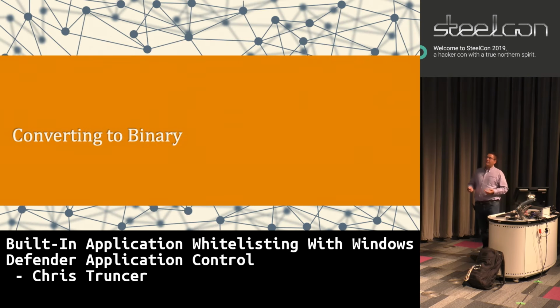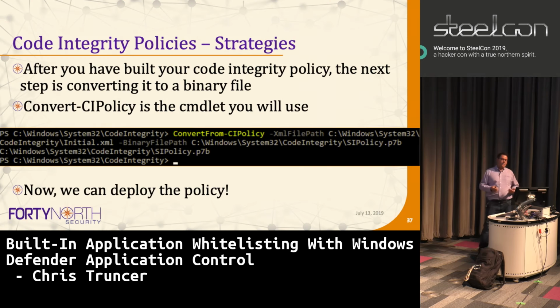So, converting to binary. Now we have this code integrity policy. We've done the scan. Now we actually want to convert it into a binary format that Windows can use. So how do we do that? Well, it's super simple. Convert-CIPolicy is the commandlet that we're going to use. And this is exactly what it looks like.